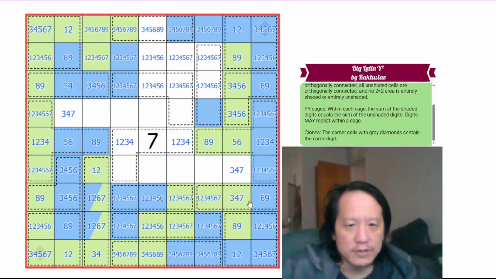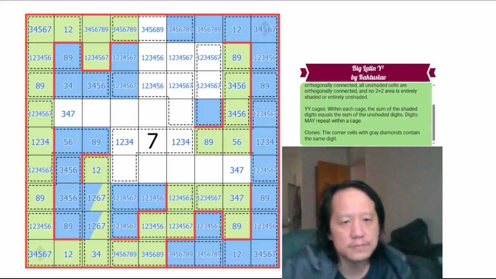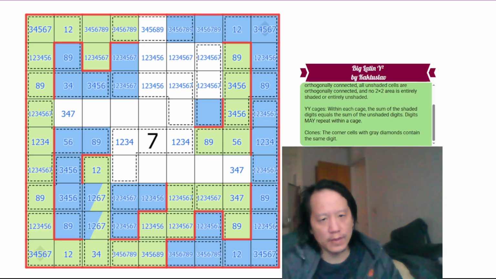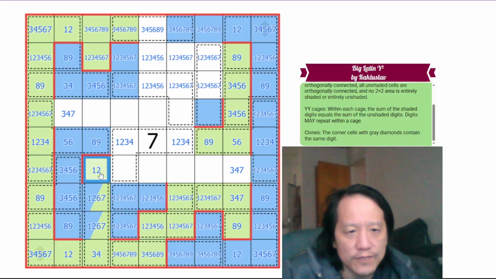Okay, so these are boundaries. Boundary, boundary, boundary, boundary, boundary. Even if this is green here, this would have to be blue. So this can't connect to the green this way. It must connect this way then.